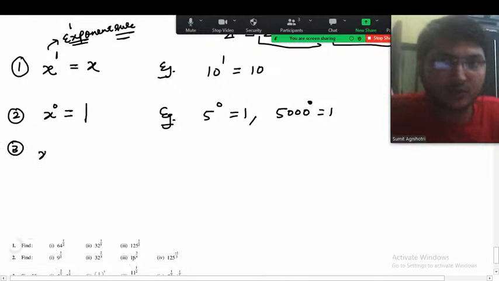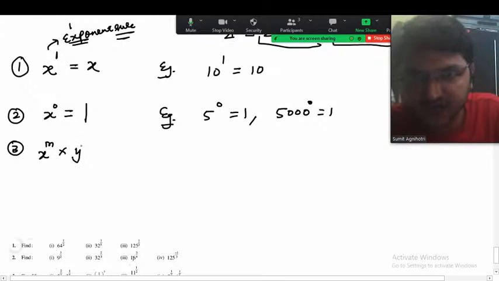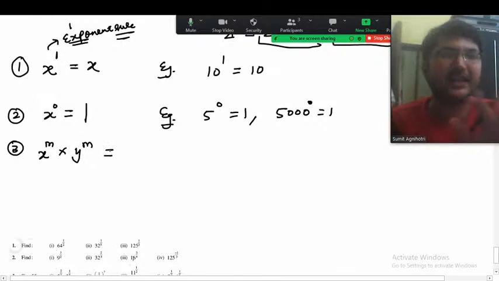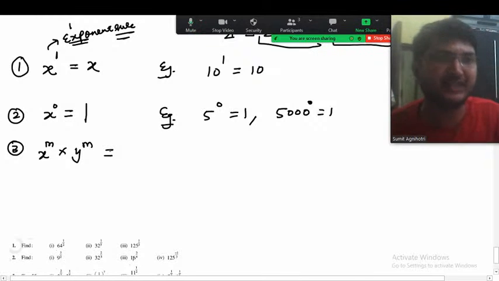Similarly, there is a rule if you are multiplying two such exponents, x raised to the power m and y raised to the power n. We are multiplying two such values in which we have a base as well as an exponent.